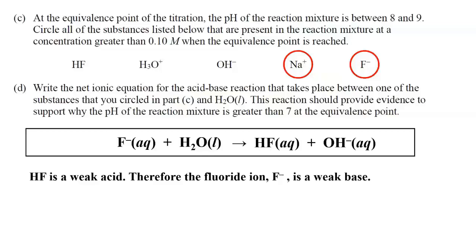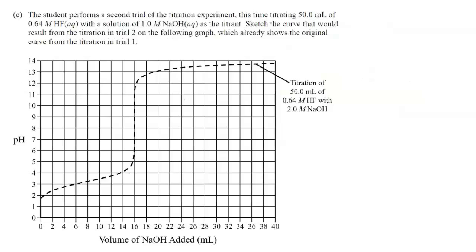All right, let's take a look at the next part of this question, which is part E. Part E says the following. It says, the student performs a second trial of the titration experiment, this time titrating 50.0 milliliters of 0.64 molar hydrofluoric acid with a solution of 1.0 molar sodium hydroxide as the titrant. Sketch the curve that would result from the titration in trial 2 on the following graph, which already shows the original curve from the titration in trial 1.